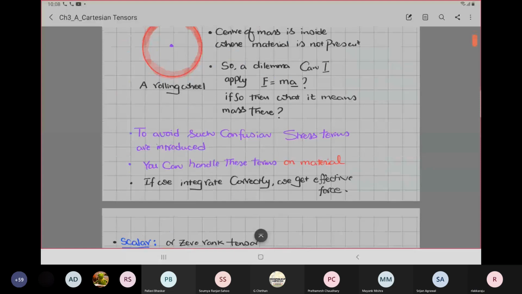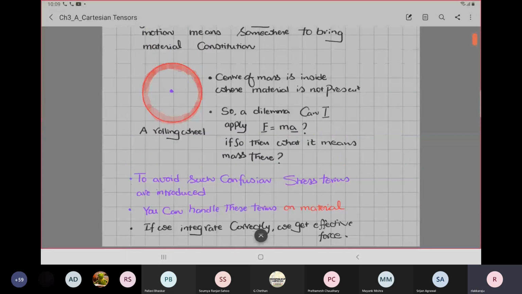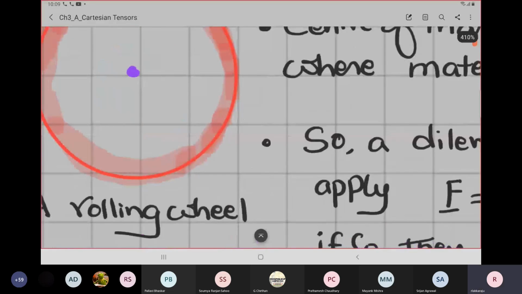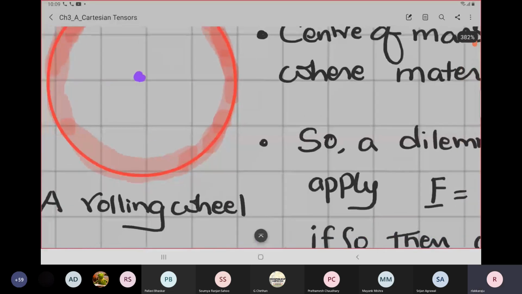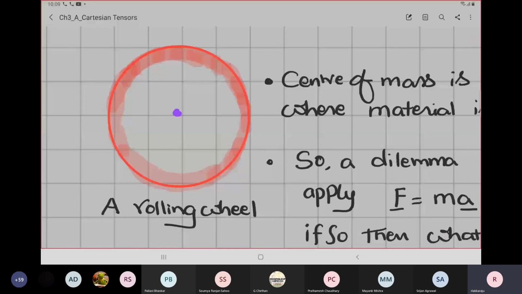We will go ahead. Just to recap for people who also missed the last class, let us consider a rolling wheel where material is not present inside, completely hollow, but material is outside. If I would like to apply F equals ma, the typical way is to apply it on the center of mass. Once we identify the center of mass, I can say that mass is this much. The entire object has displacement, so I can calculate velocity, acceleration, and net forces acting on it, and balance them.